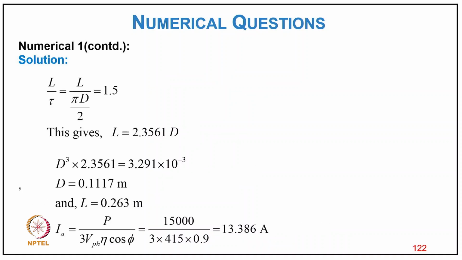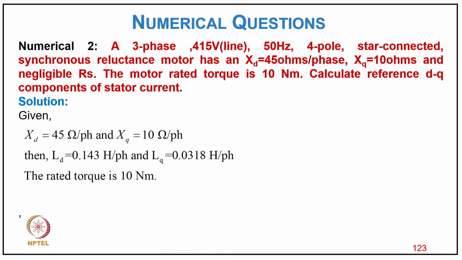So D square L comes from here 0.003291 meter cube. L upon tau is given 1.5. This gives L equal to 2.3 D. So from this calculation, D equal to 0.1117 meter and L comes to 0.263 meter, and Ia comes P upon 3V, which is 13.386 ampere.